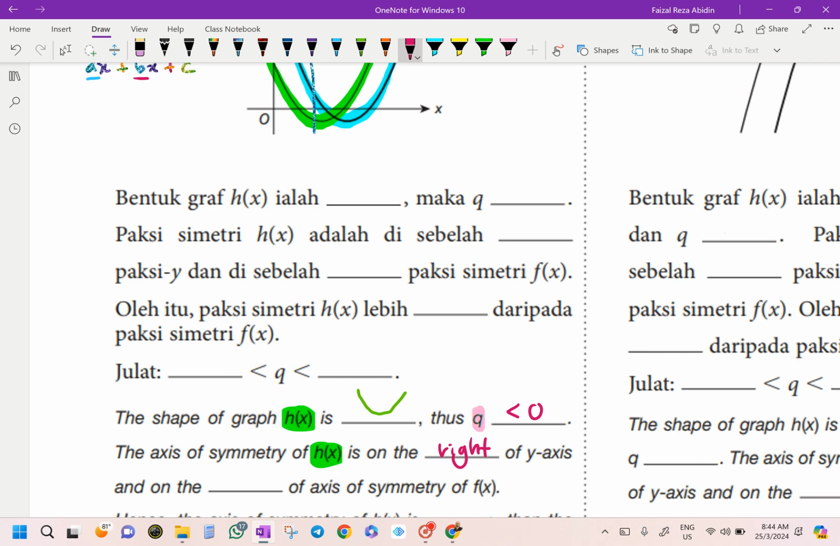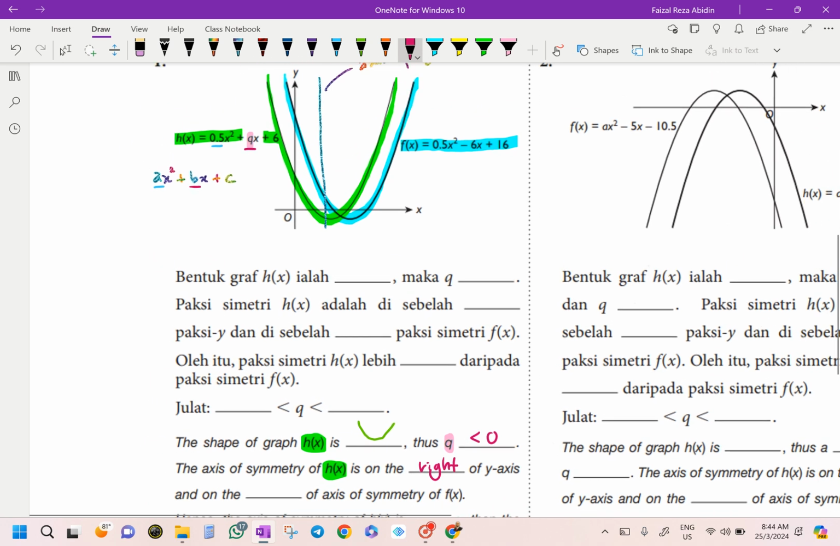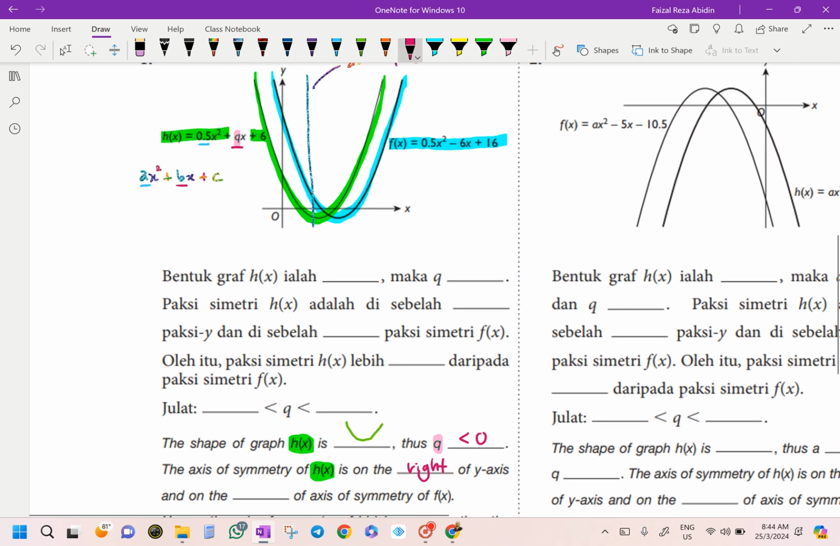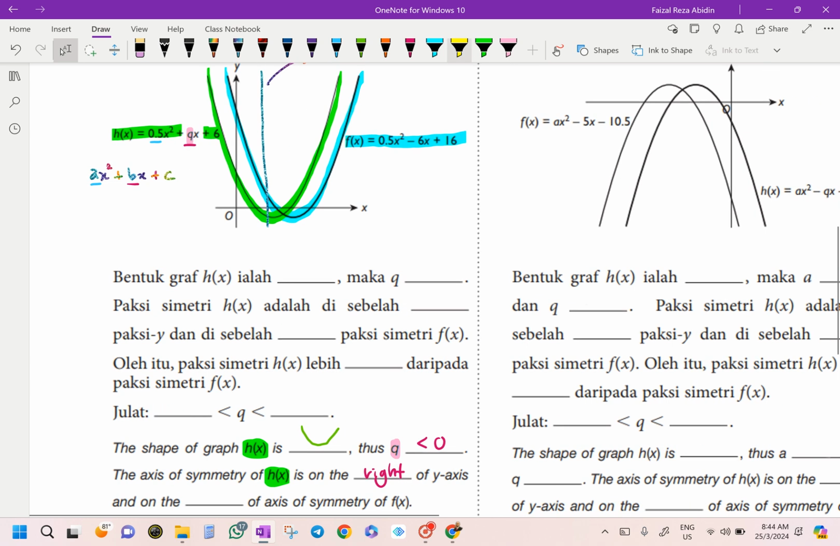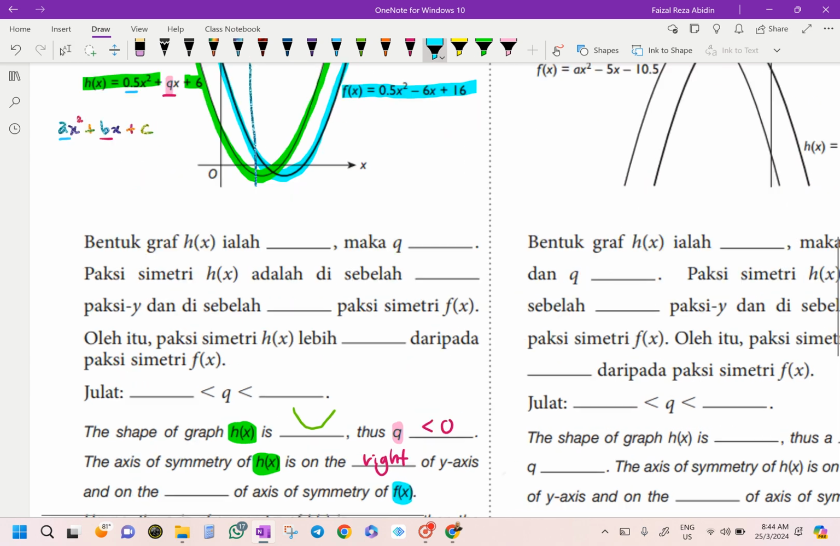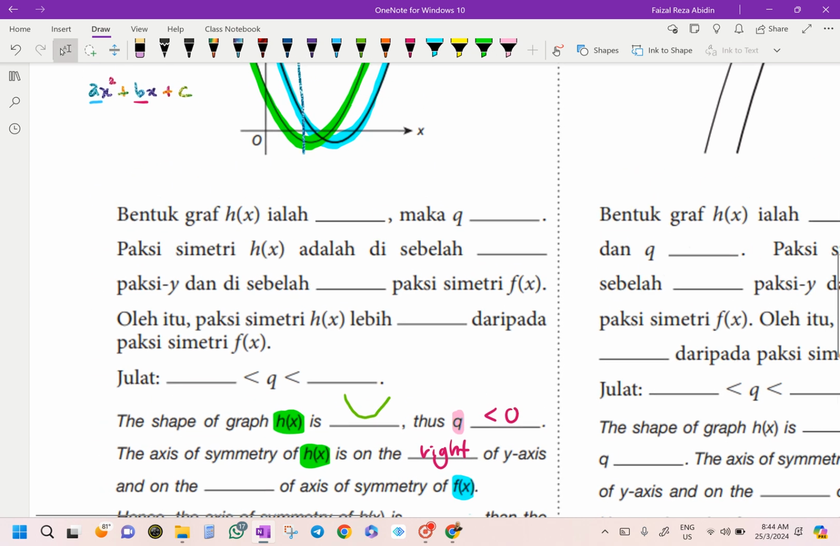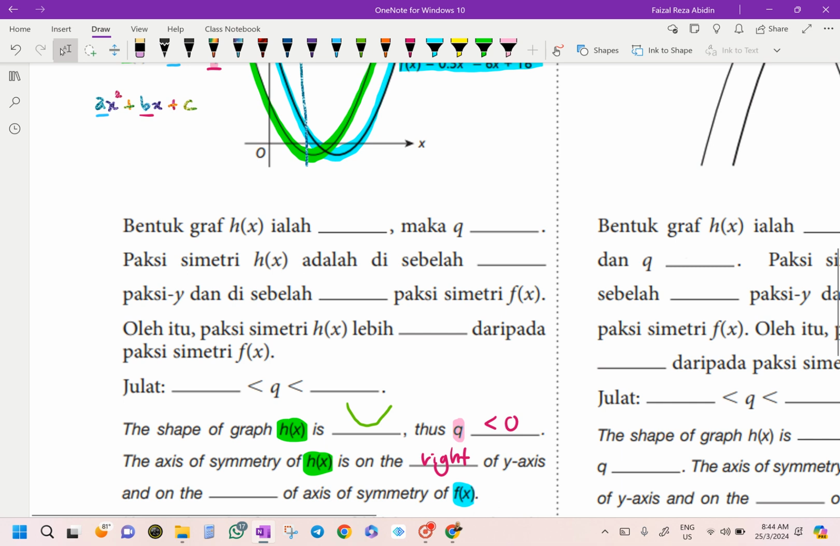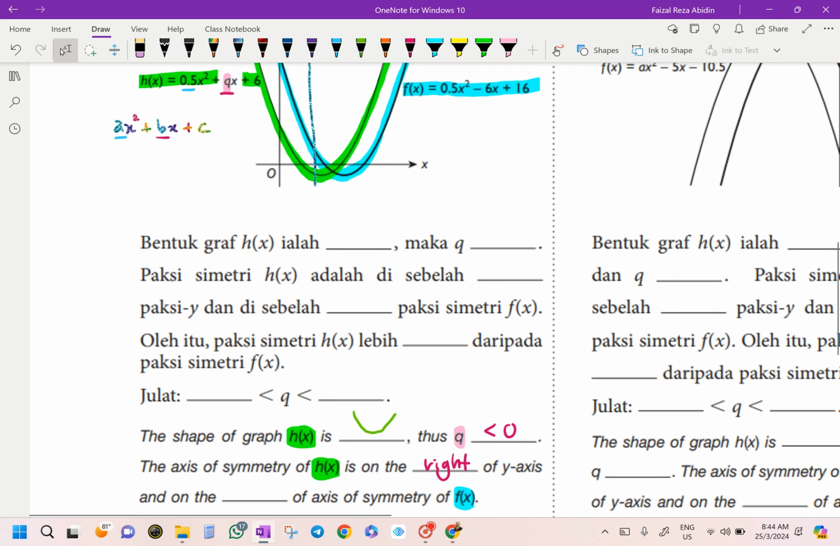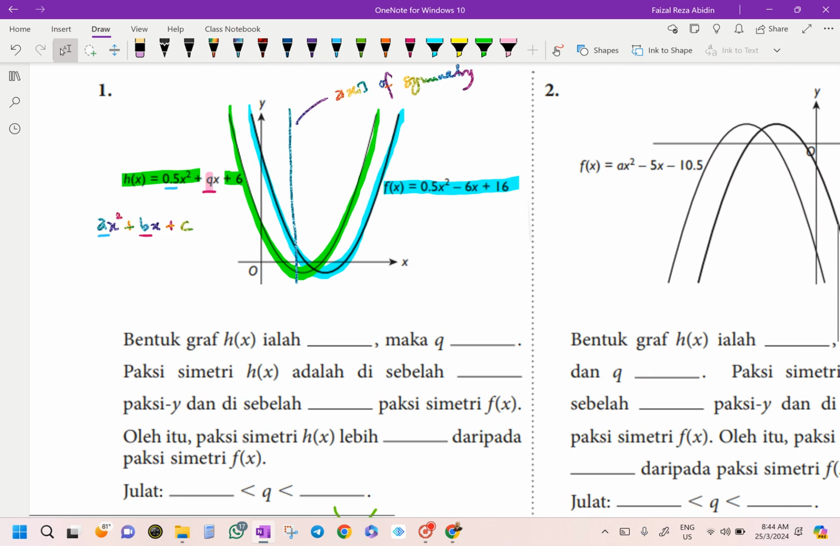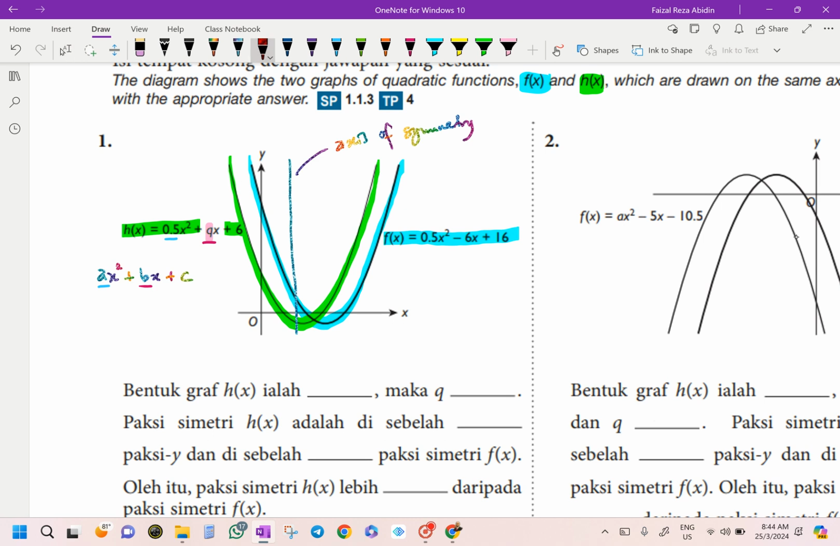And on the axis of symmetry of fx. Oh, okay, sorry. So now, they ask about fx. We are going to compare hx with fx. Tadi kita tengok pada y-axis, kan? So on the right of the y-axis and on the left side of our axis of symmetry of fx. So the axis of symmetry of fx is going to be this one. Kan? Betul tak? This one is going to be for our fx, axis of symmetry juga.